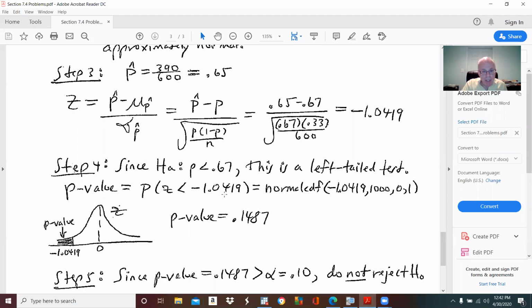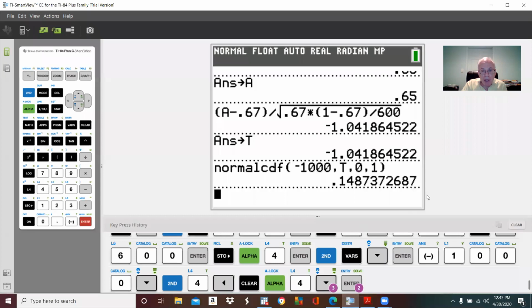Yeah, I did this correctly, and I must have accidentally written down the normal CDF incorrectly here. I'll change that. Remember, it should show negative 1,000, comma, and then it should be negative 1.0419 in the second number. That's what should be there. All right, this is a left tail test. So I will correct this here, but the p-value, I must have done it correctly in the calculator because this is the correct p-value, 0.1487, rounded to 4 decimal places.